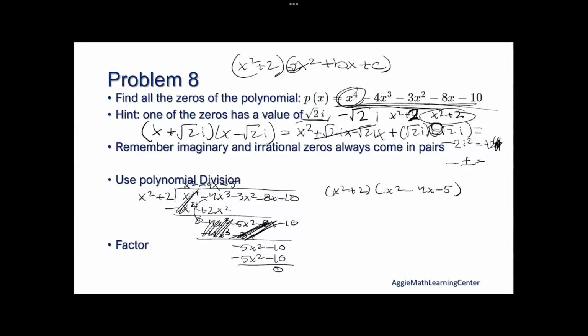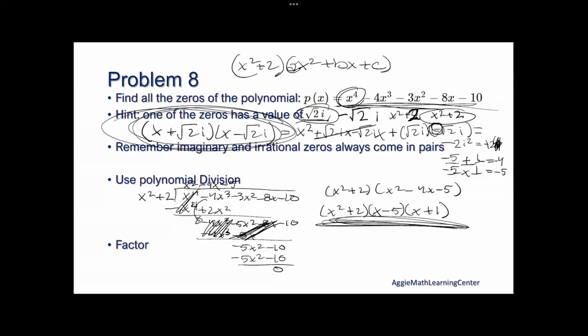Two numbers that add to negative 4 and multiply to negative 5. And that we can see is negative 5 plus 1. So what this does is it factors to x squared plus 2, x minus 5, x plus 1. So that's that factored. If you want to factor it further, you can again bring in this part.